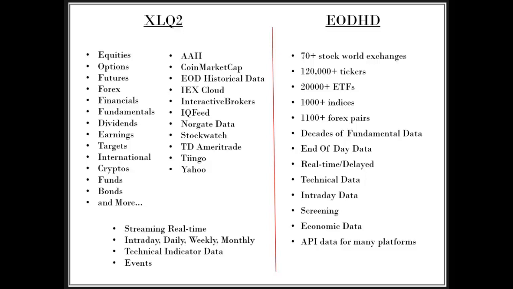Some examples of fundamental data providers are AAII, Norgate, but by far EODHD has the most extensive historical fundamental data available. It also offers data from brokers like TD Ameritrade and Interactive Brokers. And if you need real-time intraday data, IQ Feed is very good. So you can have real streaming, you can have intraday, daily, weekly, monthly data, you can have all kinds of technical indicator data, and you can also have information on events.